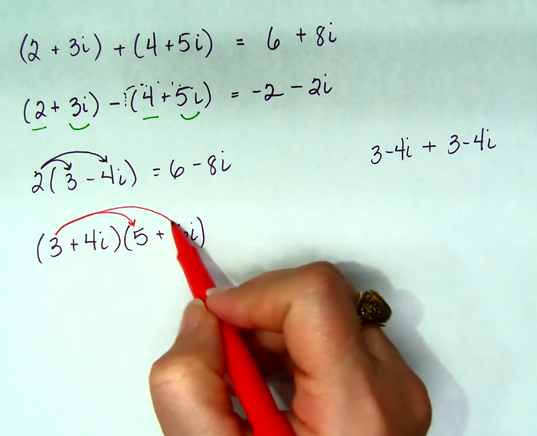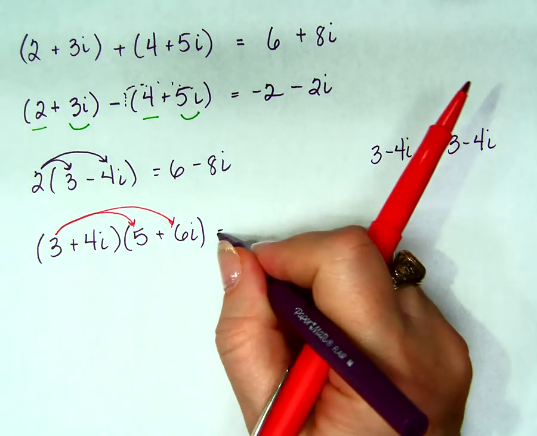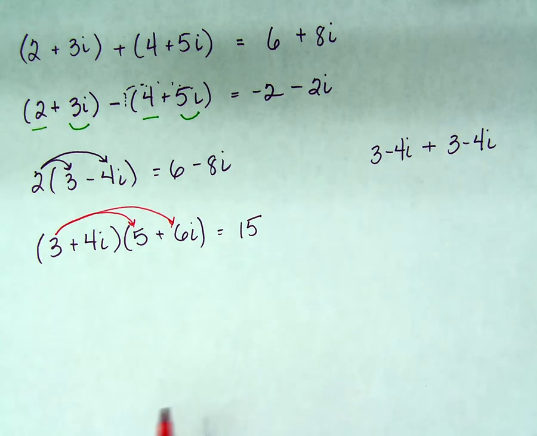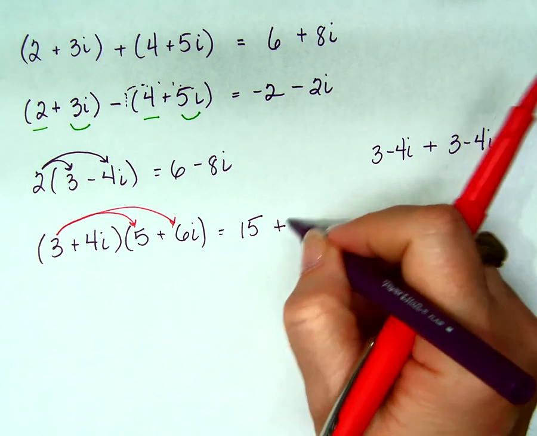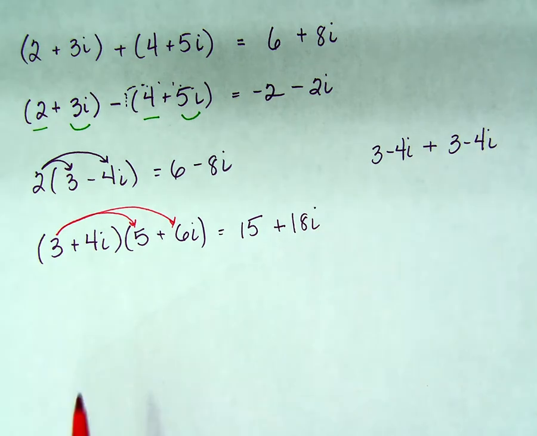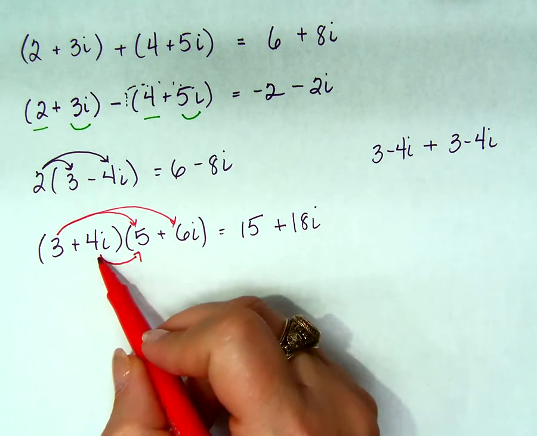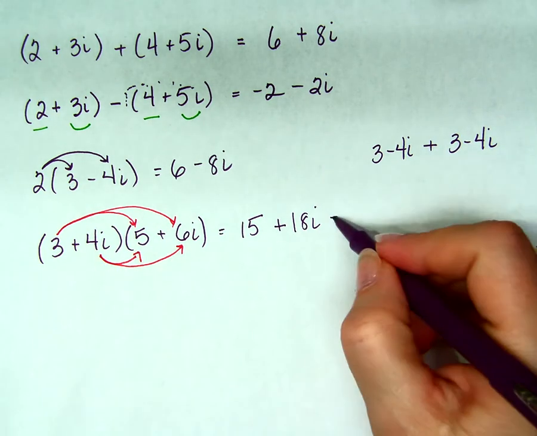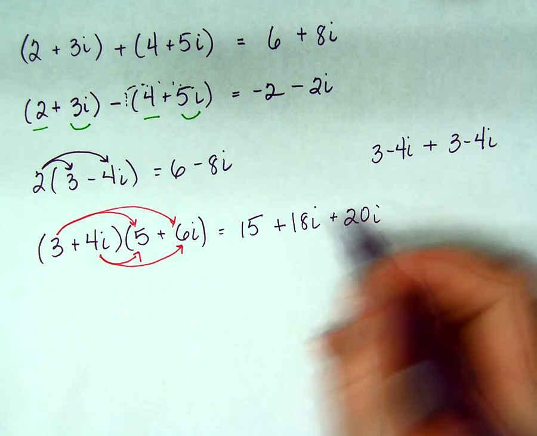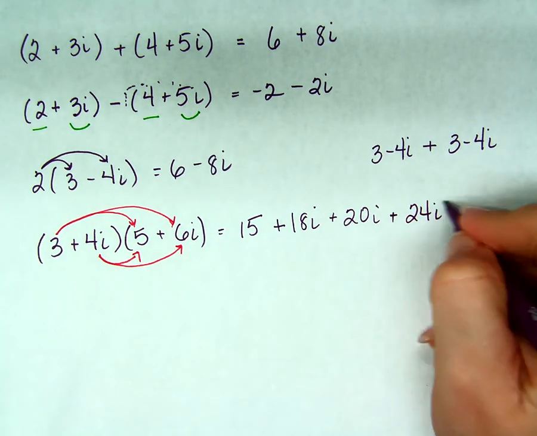That and that. What is 3 times 5? 15. What's 3 times 6i? 18i. And then I have to do 4i, which is my childhood nickname, times 6i. What's 4i times 5? 20i. And what's 4i times 6i? 24i squared.